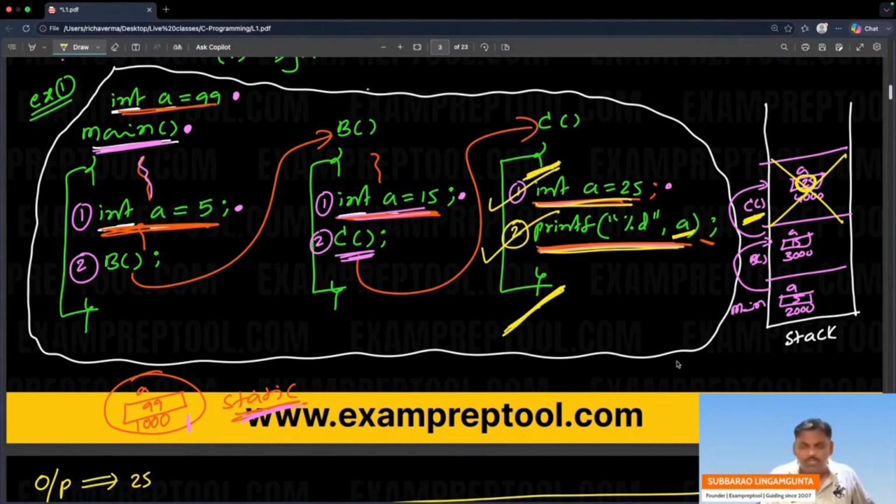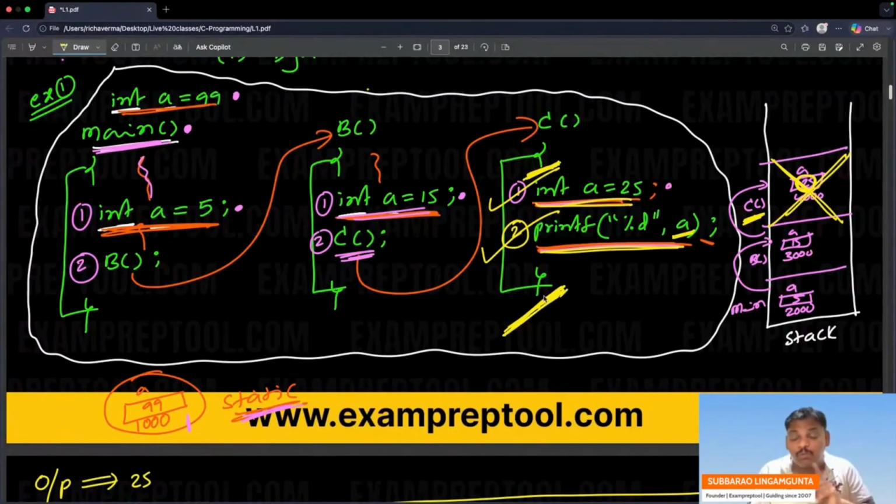Suppose there is someone, Ajay, who was born today. They pushed it, and whenever God gets to know that Ajay's time is over, that means closed bracket, pop. So inside the C function, two statements are over, and closed bracket means pop.